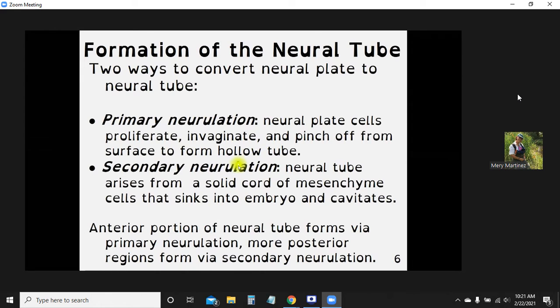In the secondary neurulation, the neural tube arises from a solid core of mesenchymal cells, okay? So we don't want to see the elevation, joining, and separation. This is a solid core that is placed in the middle, okay? And normally it is seen in the most posterior region of the embryo, okay?